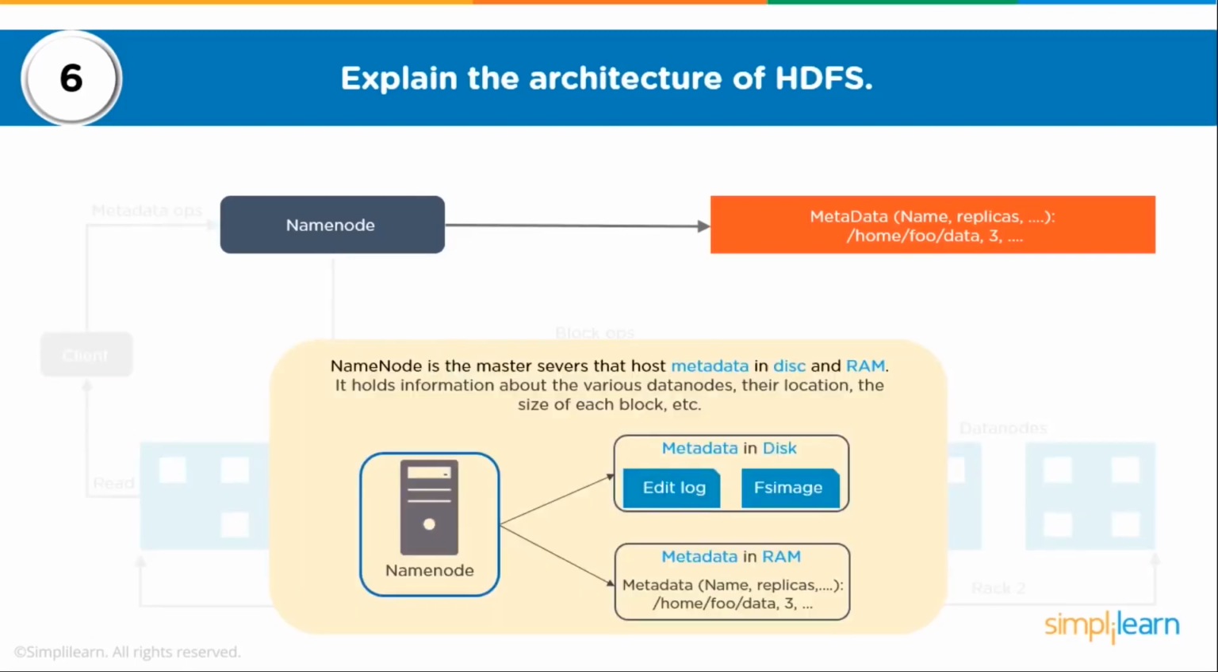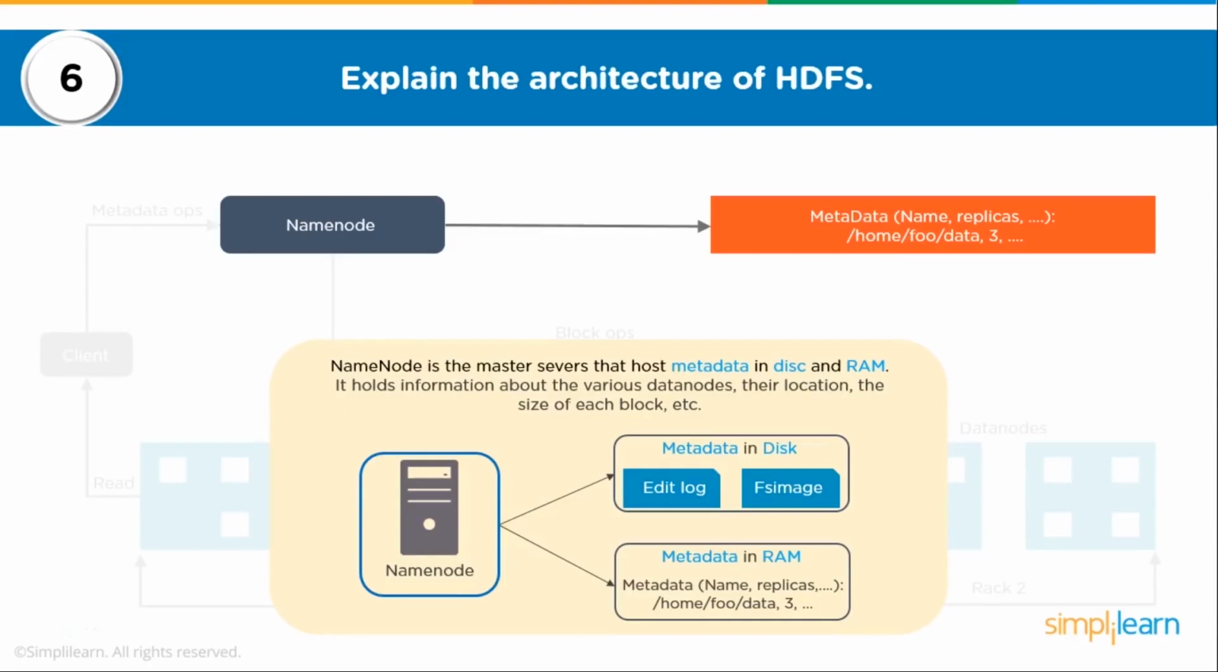Now, this is what I mentioned about the NameNode, which is the master process hosting metadata in disk and RAM. When we talk about disk, it basically has an edit log, which is your transaction log, and your FS image, which is your file system image.